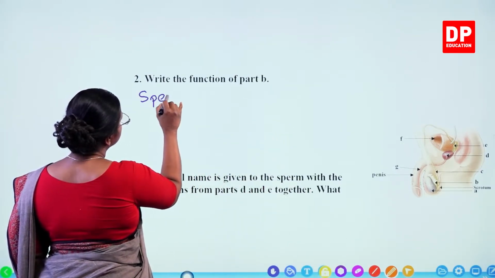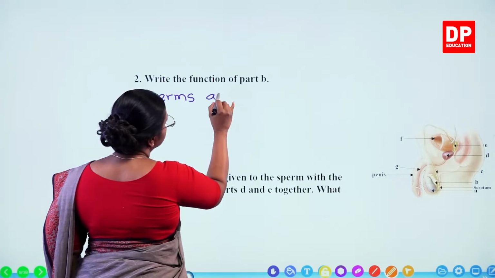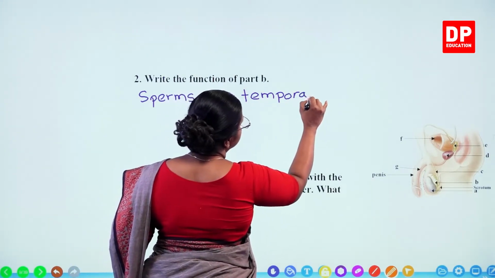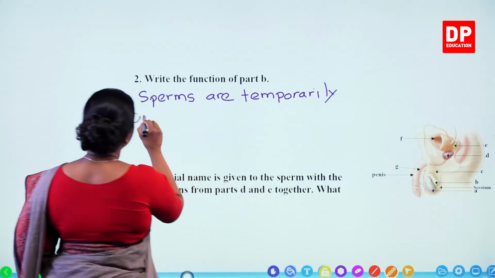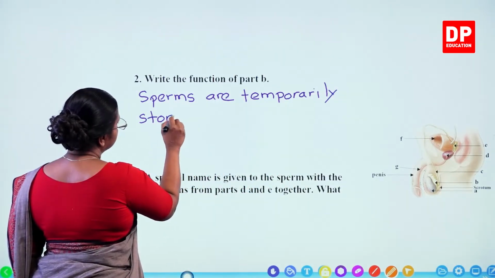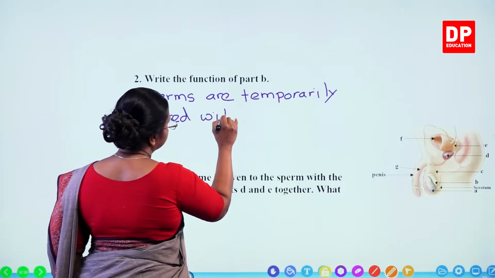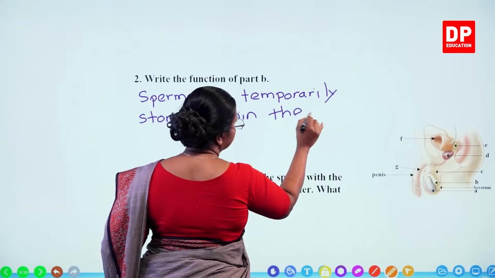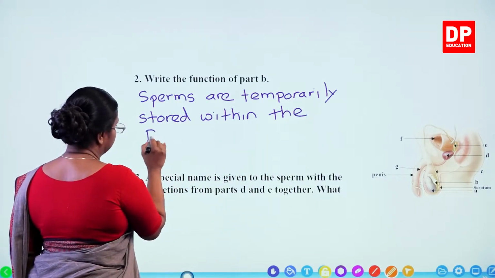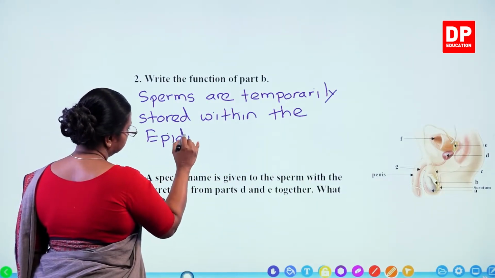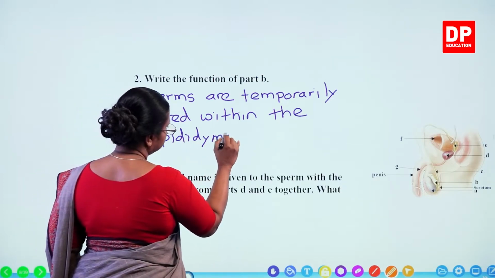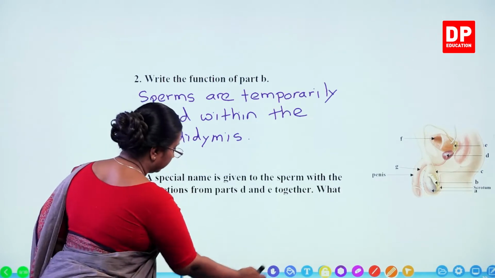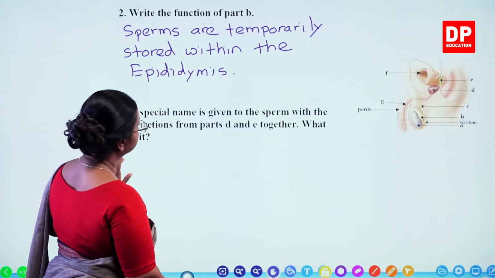Sperms are temporarily stored within the epididymis. That is part B. So then, the next part of the question.